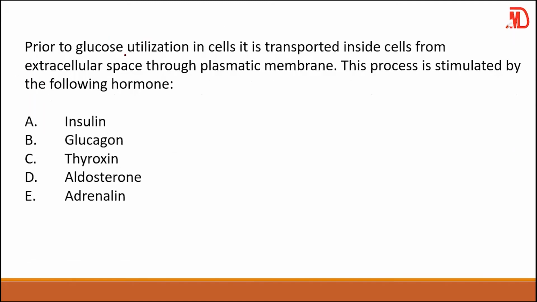Now, prior to glucose utilization in cells, which means to be taken up by the cells, it is transported inside cells from the extracellular space through the plasmatic membrane. This process is stimulated by the following enzyme. In other words, when there is too much sugar in the blood, what takes sugar from the blood into the tissues? Now, when I say cell, I'm talking about the blood cell.